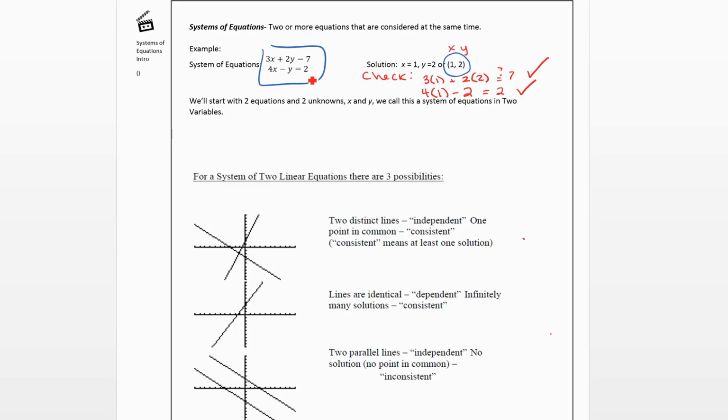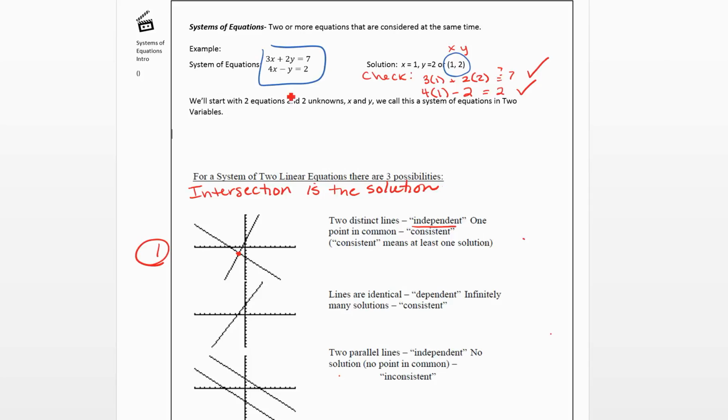And if you have two lines, there are three things that could happen. The first possibility is that they intersect at one point. They're two different lines. And when they're two different lines, we say that the system is independent, and they have one point in common, this point right here. And that point, that intersection, is actually the solution. So for any two lines, the intersection is the solution. Any points that are on both of them, where they intersect, or maybe it's the same line, that's going to be the answer.